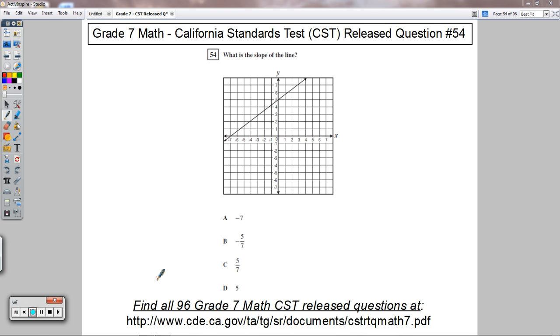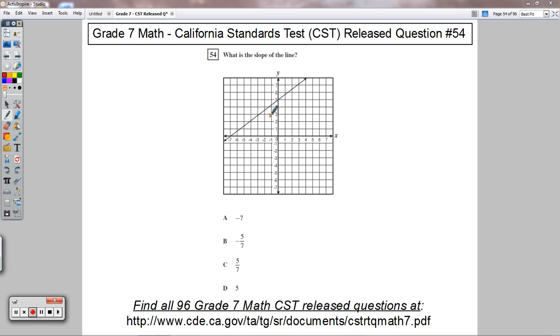This is question 54. It says, what is the slope of the line? Slope, again, we've been covering this in the past couple questions, is rise over run, or the change in y's, y2 minus y1, over the change in x's, x2 minus x1. So I'll use both methods here.